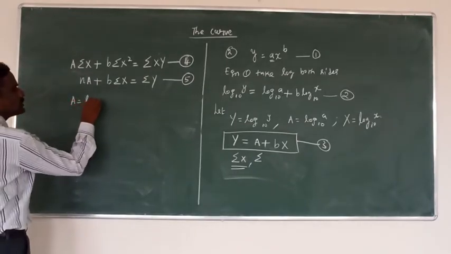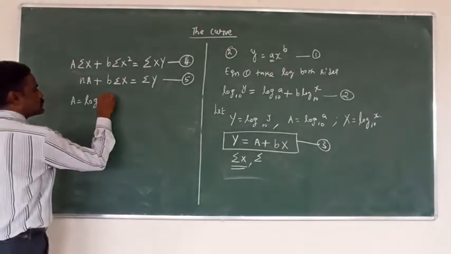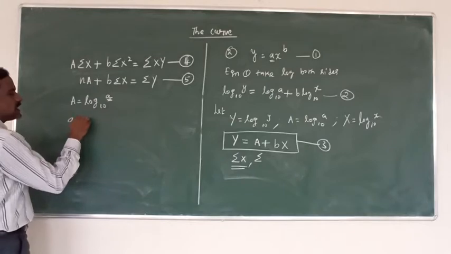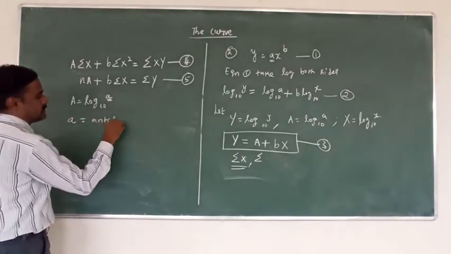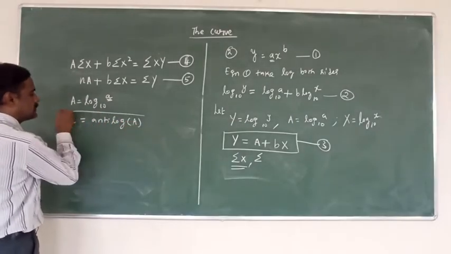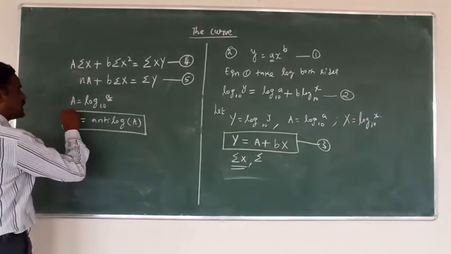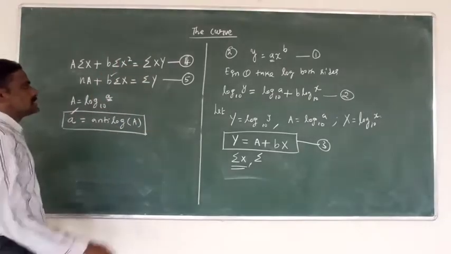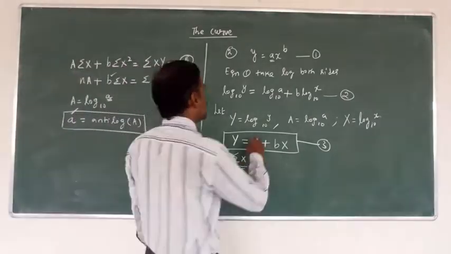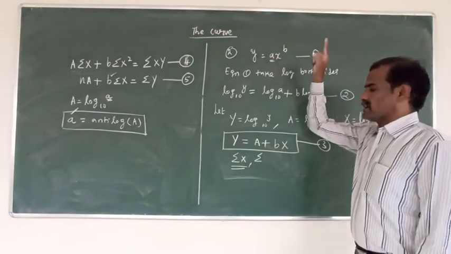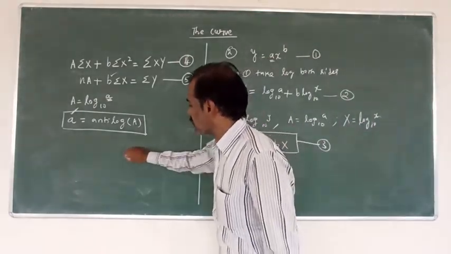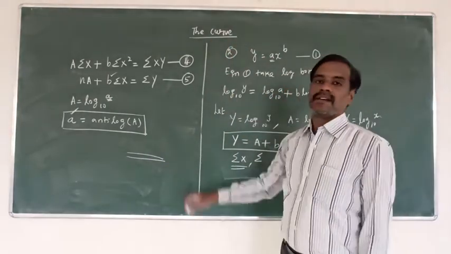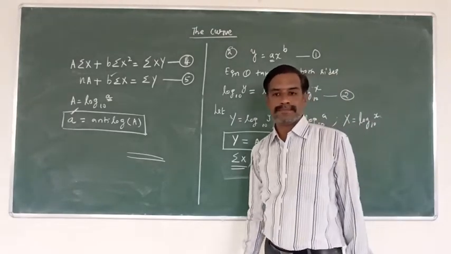The formula is log 10 power small a, but the formula requires small a equal to anti log of capital A. We know the value of small a and small b. These two values substitute in equation 1. This is the format we can find out the given sum in curve form. Thank you.